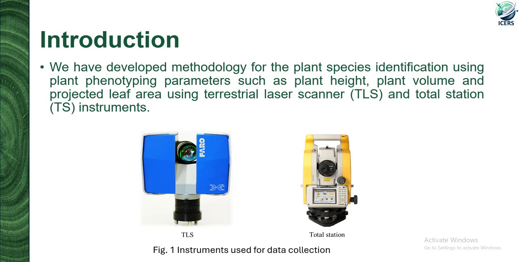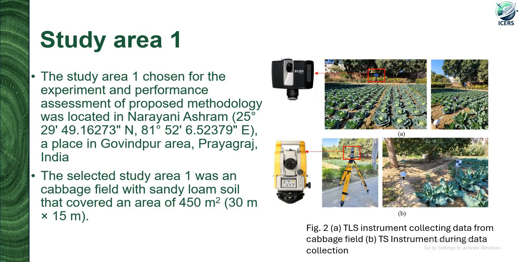Two survey-grade instruments, namely terrestrial laser scanner and total stations, are used for high-density precise data collection of the cabbage and maize plants. We have chosen two study areas to conduct our research. Study area 1 belongs to the cabbage plants planted on a sandy loam soil that covered an area of 450 meters square. The data was collected at the maturity stage of the crop.